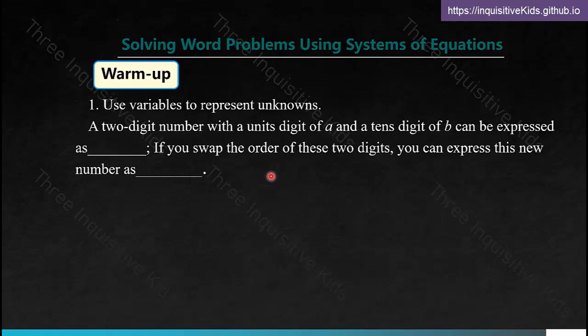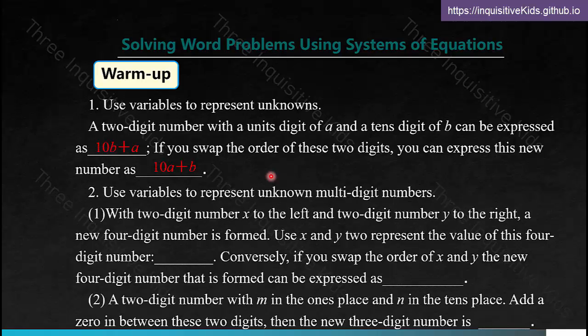Solving word problems using systems of equations. Here's our warm-up. Use variables to represent unknowns. A 2-digit number with a units digit of A and a tens digit of B can be expressed as blank. If you swap the order of these 2 digits, you can express this new number as blank. So it's just 10B plus A and 10A plus B.